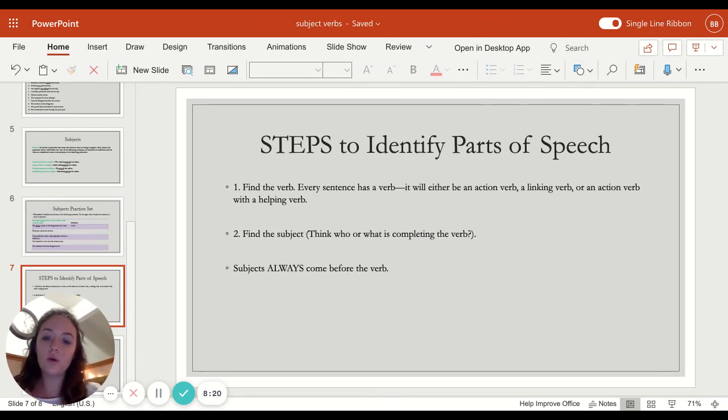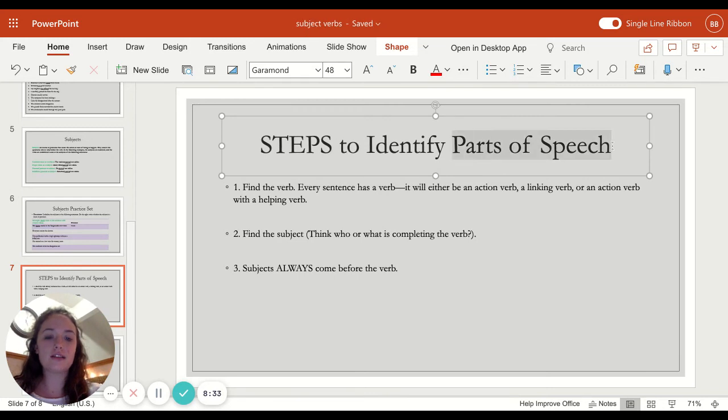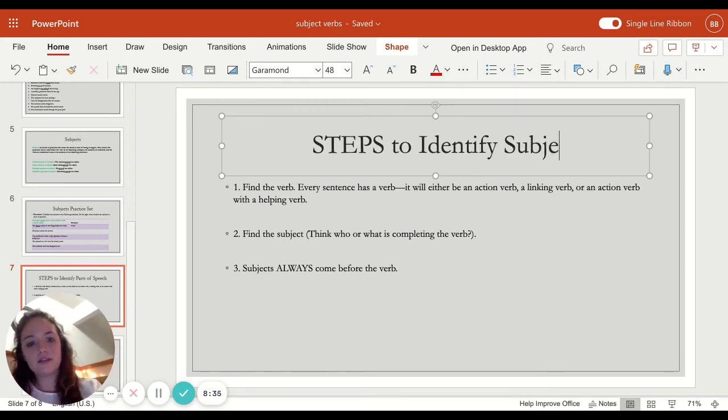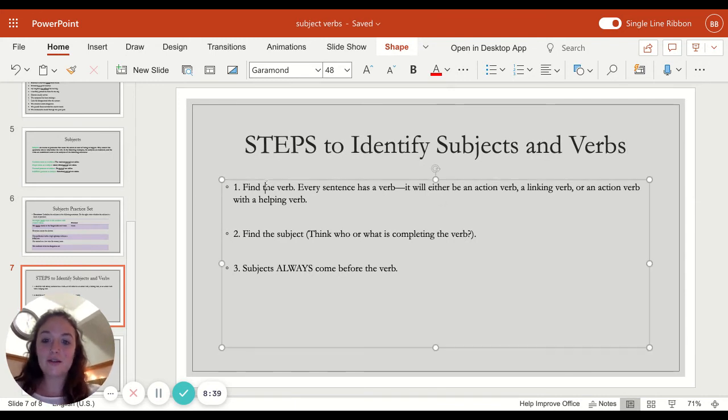Okay, so these are my quick 3 steps to identify subjects and verbs. I'm sorry. So number 1, first thing you do, find the verb. So is it a linking verb or an action verb? You know the list of linking verbs and you know if something is an action, okay?